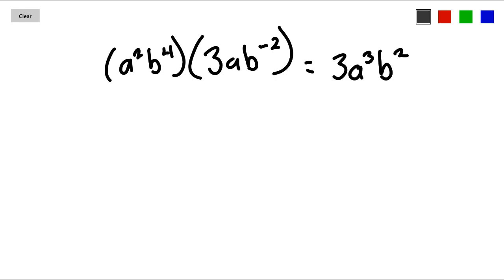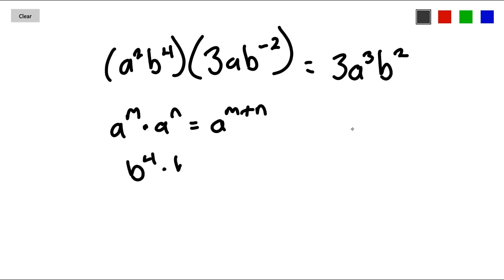Because again, whenever I do some number raised to an exponent multiplied by that same number raised to another exponent, it's that number raised to the sum of the exponents. And in this case, we have b to the fourth times b to the negative second. So this is the same as writing b raised to the 4 plus negative 2, which is just b squared. So that's where the b squared comes from.